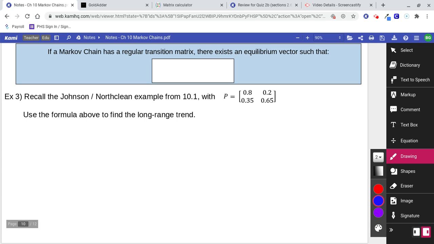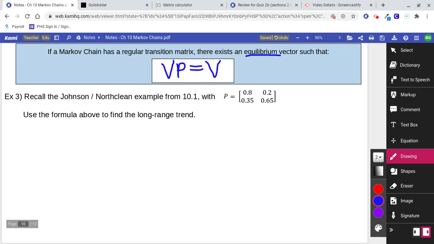If a Markov chain has a regular transition matrix, then there exists an equilibrium vector such that VP equals V. Okay? So first of all, think about equilibrium. Equilibrium is like balance. And by that I don't mean that the two numbers are going to be equal. I mean more it reaches a stable condition. It stabilizes. It's not going to change anymore.